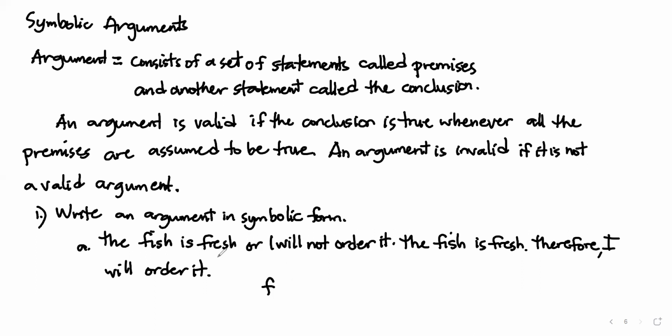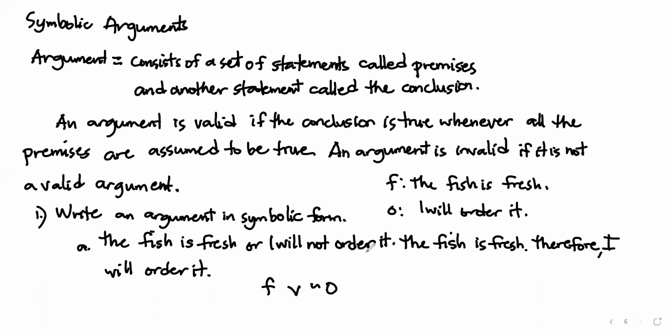The fish is fresh, that is our statement. Or, so the symbol for or, I will not order it. So we're going to use, let's write here, F for the fish is fresh. For O, I will order it. Okay, so there is a not, so we're going to delete O.